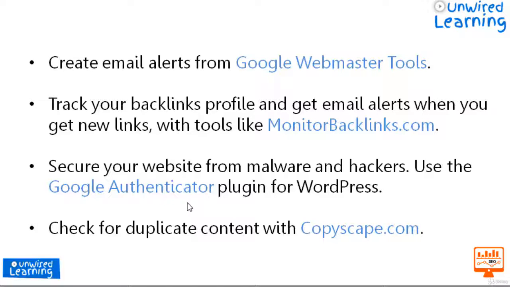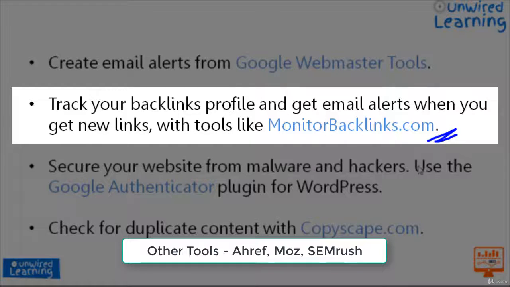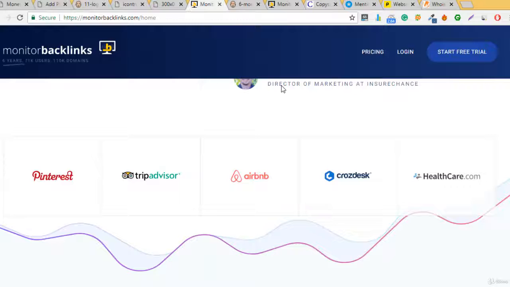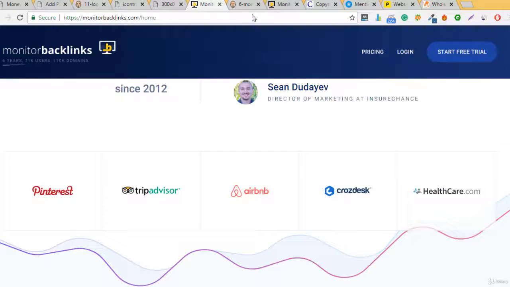The next best practice to follow is to track your backlinks. You can try to get a free trial account with monitorbacklinks.com. What you can do is create an alert system, and whenever you get a new backlink, you will get an email. You can then verify whether all the backlinks are good or not. Monitorbacklinks.com has already been used by some good SEO experts in the industry and many big corporate companies.